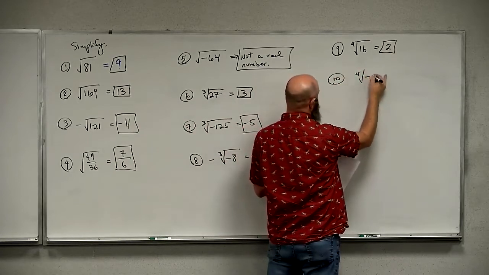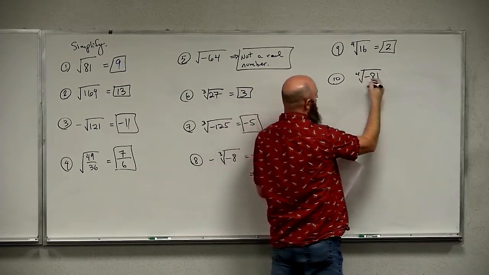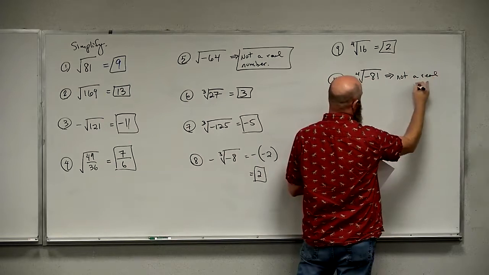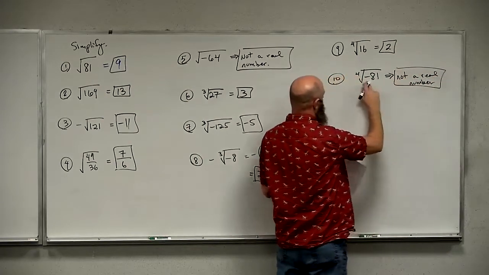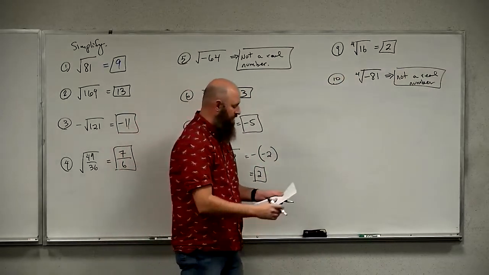The fourth root of -81. Again, this is an even root, so that is not a real number. Cannot do it. There's a negative under the radical, and we have an even root. Doesn't matter what size it is.